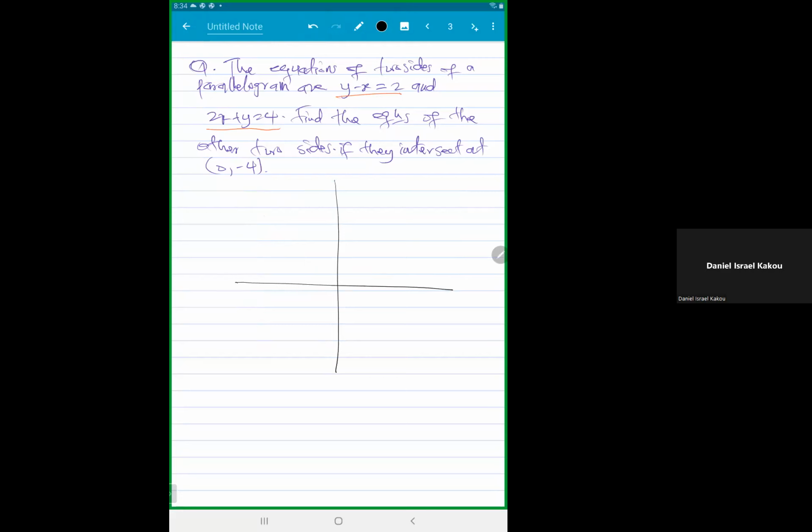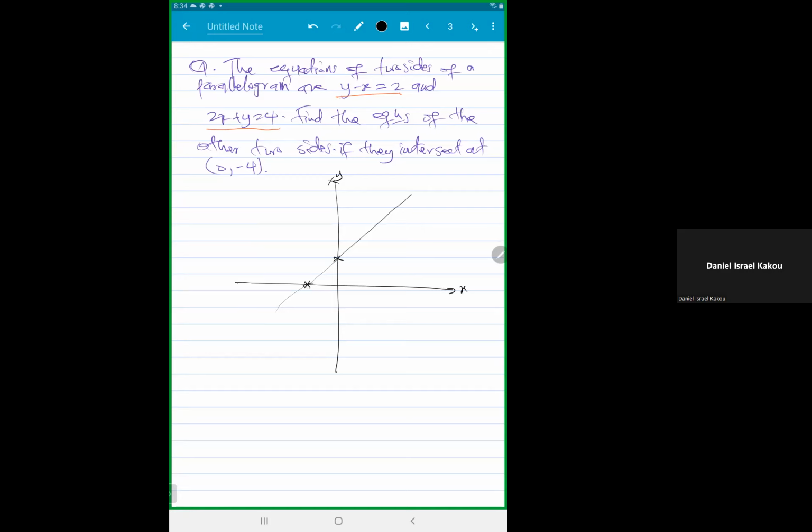So to plot the line y minus x equal to 2, I just need the intercepts of this line. For example, if x equal to 0, y is 2, so I can assume here to be y equal to 2. This is, of course, the y-axis, and this is, of course, the x-axis. If y equal to 0, x is negative 2, so I can assume here to be negative 2. That means it is a line I'm drawing to pass through this point like this, right?